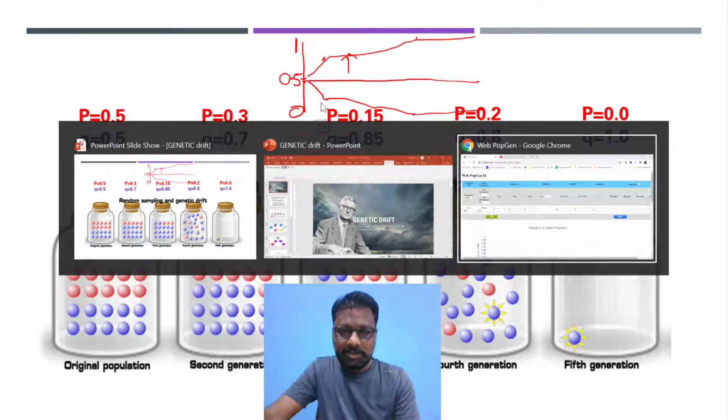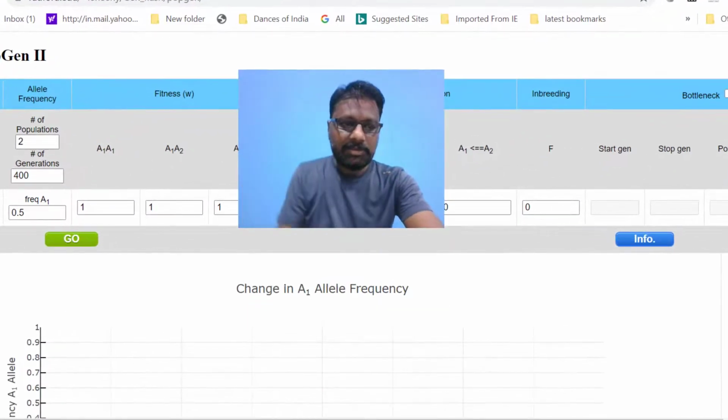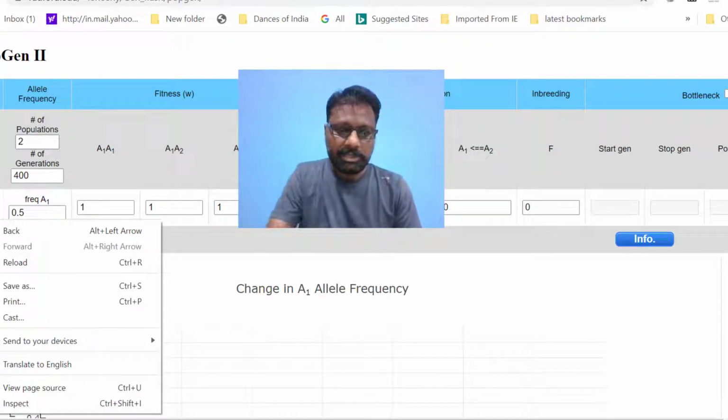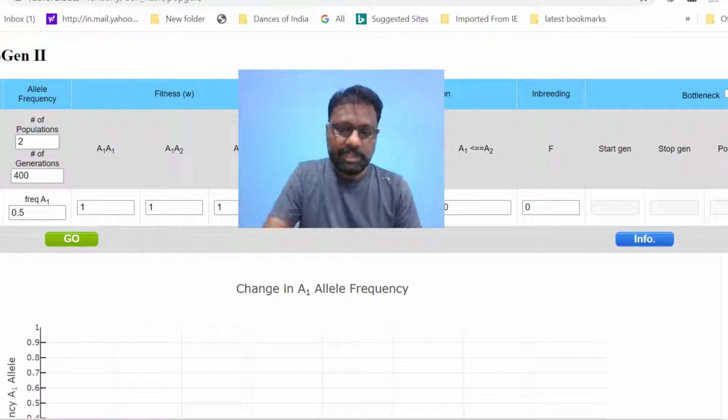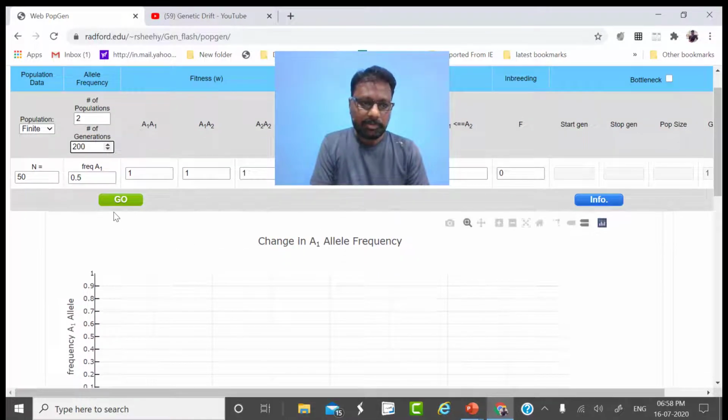This population data we will see with a population simulator. In this simulator, we will take two populations of N equal to 50 initially, and the generations we will set to 200, and when we click here, let us see what happens.